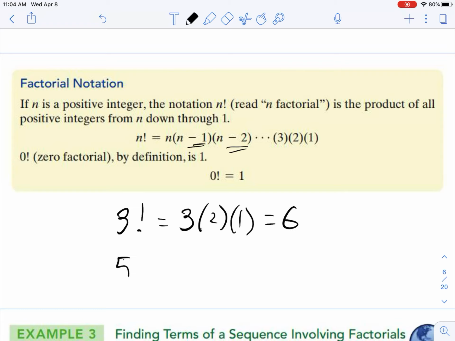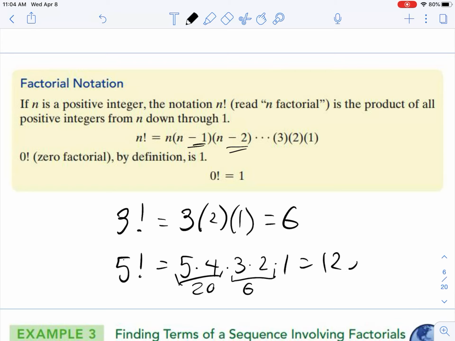Okay, if I give you 5 factorial, that means we're going to have 5 times 4 times 3 times 2 times 1. And when I do that, this is going to be 20, and this is going to be 6. So 20 times 6 is 120. Okay, and it works the same way for anything that's given a factorial.